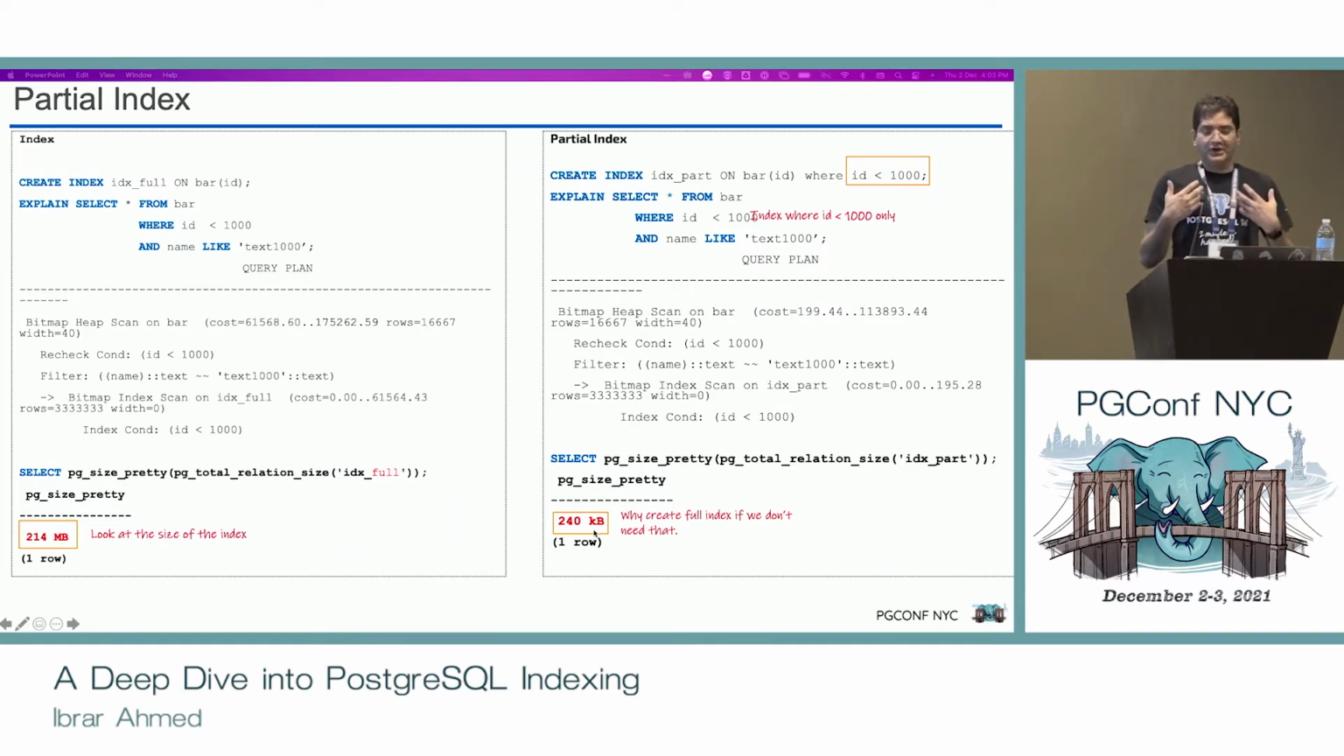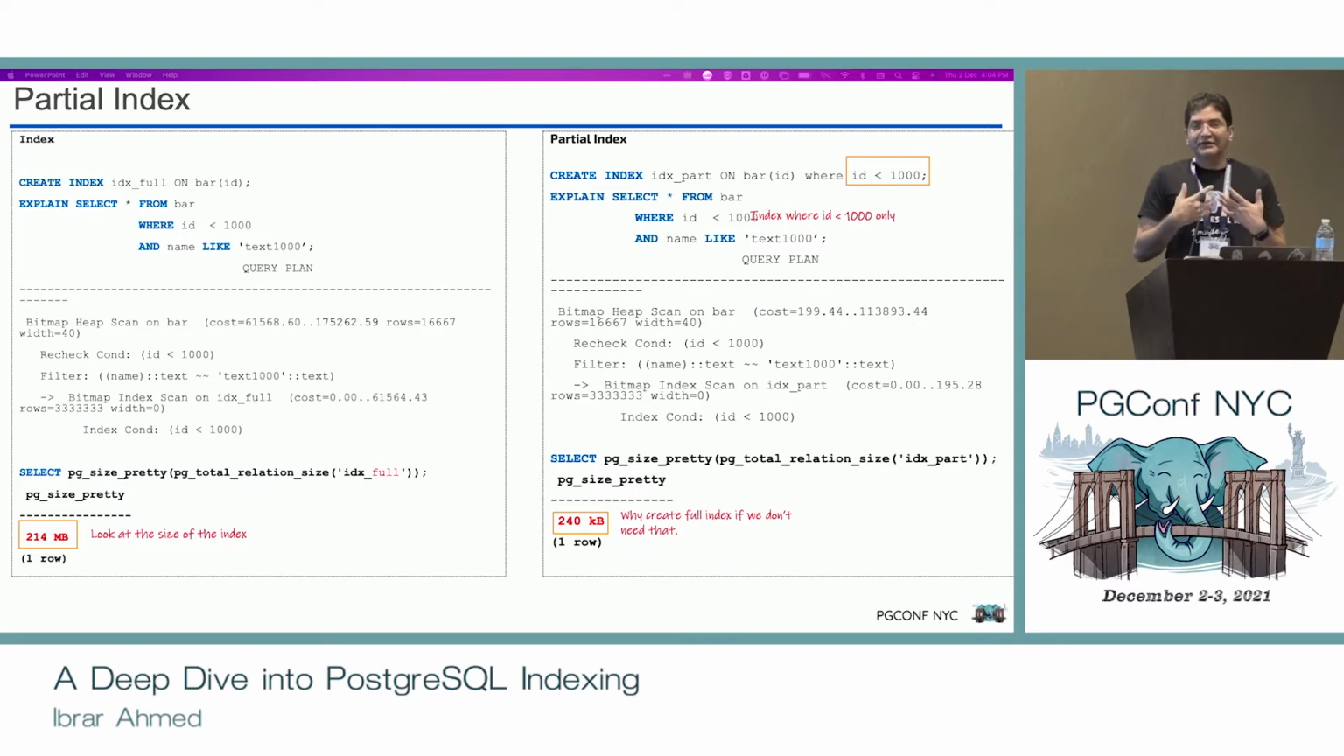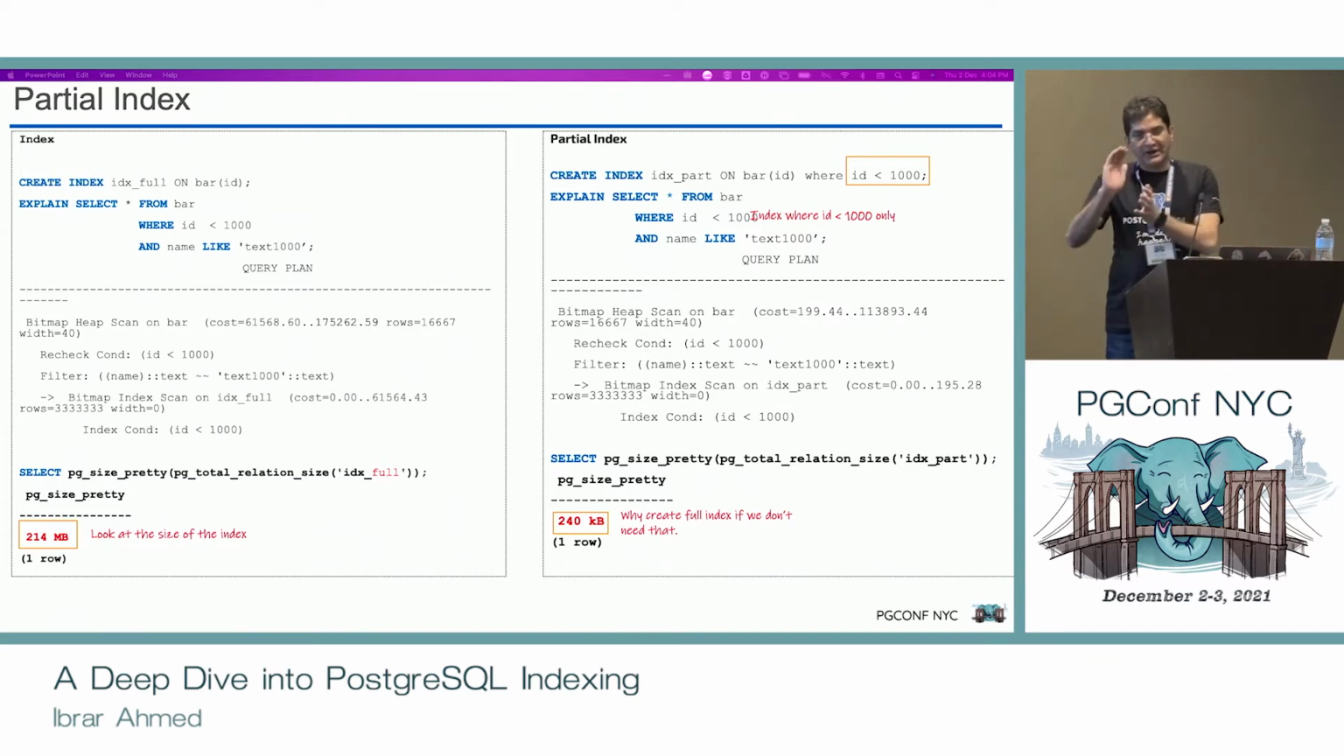We observed in our application that we usually query where id is less than 1,000. So why create an index for values greater than 1,000? We create the index only for the data we actually require. But if your query is id greater than 1,000, then this index will not be used, because we have not created an index for that data. We created an index for particular rows, not for the whole table.